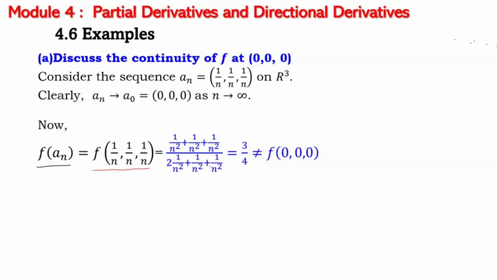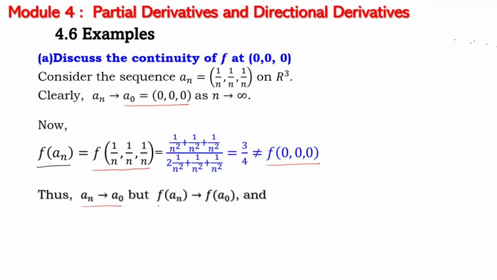After simplifications, we get 3/4. But it is given that f(0, 0, 0) is equal to 0. So therefore, this is not equal to f(0, 0, 0). Here a_0 is (0, 0, 0). So this allows us to conclude that a_n tends to a_0, but f(a_n) does not tend to f(a_0), and hence f is not continuous at (0, 0, 0). So the function is not continuous.